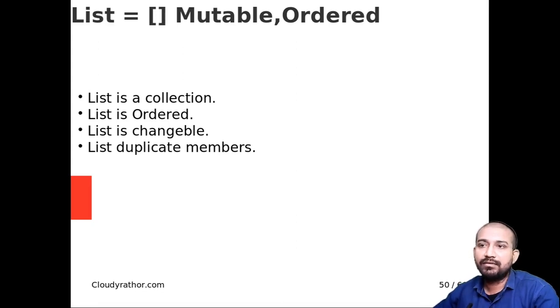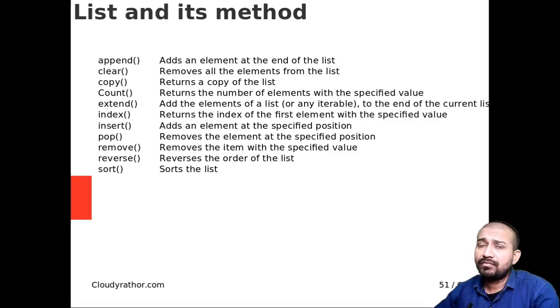List is ordered, meaning the way we insert the data inside the list, in the same way it will show the data. List is changeable, because as I already told you, it is mutable. And list allows duplicate members, meaning we can duplicate a member inside the list. What are the different operations or functions we can do with a list? We can append the data, then clear, copy, count, extend, index, insert, pop, remove, reverse, and sort.